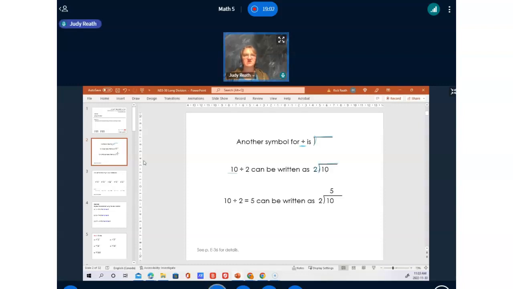Notice that our dividend always goes inside. I always refer to this as a house. The dividend goes inside. The divisor goes at the front door. And then down here you can see that the quotient goes on the roof. Just kind of a funny way to remember that. The dividend goes inside. Divisor goes at the front door. And the quotient on the roof.